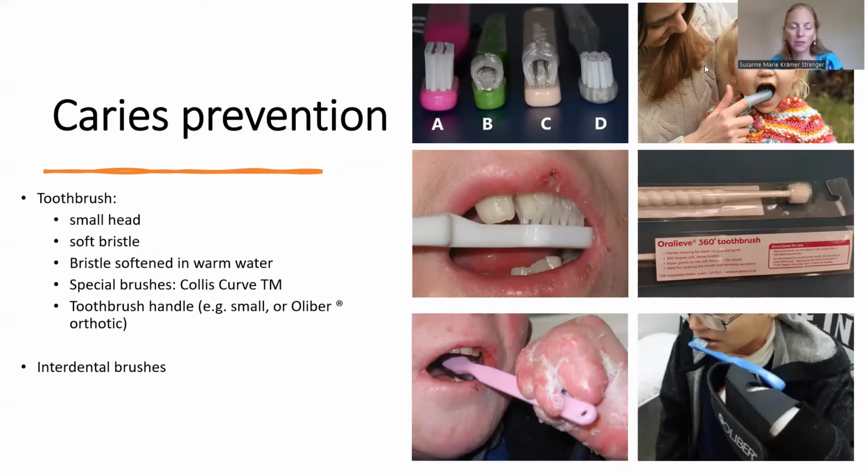And brushing your teeth is just the most important part of taking care of your oral health. Some ideas to help brushing the teeth: using a toothbrush with a small head and soft bristles. There are some special brushes, actually a couple of them. The one that I like most for recessive dystrophic EB, when you cannot open your mouth and don't have space for your toothbrush there, personally, is the Collis Curve toothbrush.